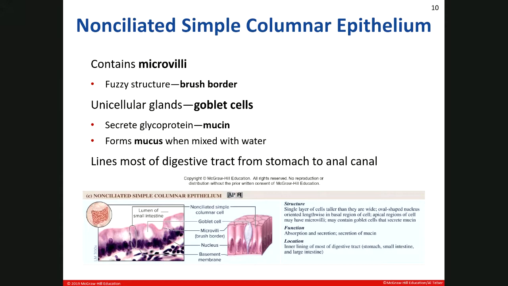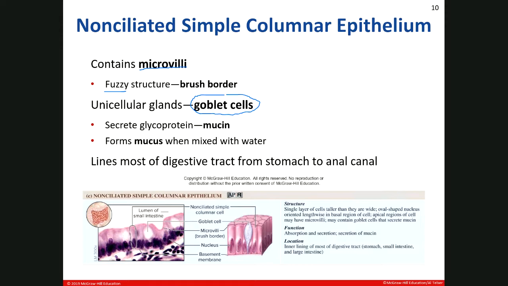So this type of epithelium has a structure on top which is called a microvilli. We also refer to it when we're looking at it on a microscope as a brush border because it has this fuzzy appearance to it, like a paintbrush. So one of the things that we associate with this type of epithelium is a specific gland, which is called the goblet cell.